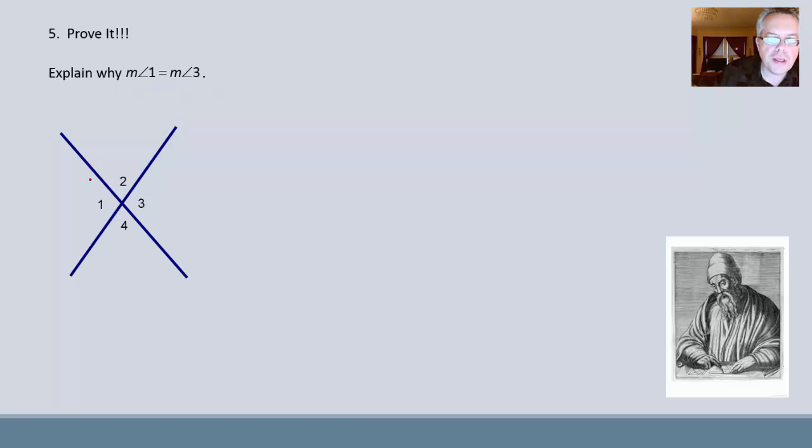So we want to show that angle 1 and angle 3, their measures are equal. That's what this says. The measure of angle 1 equals the measure of angle 3. So I'm going to start with the observation that the measure of angle 1 plus the measure of angle 2 equals, guess what? They form a linear pair, so they have to equal 180. We'll write the reasons later. So I said it verbally. They equal 180 because they form a linear pair.